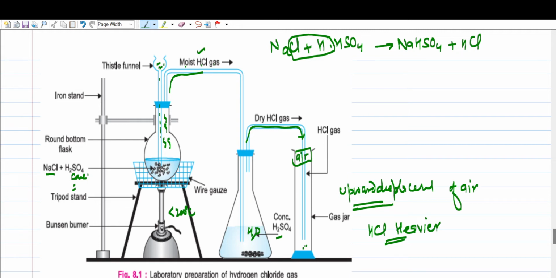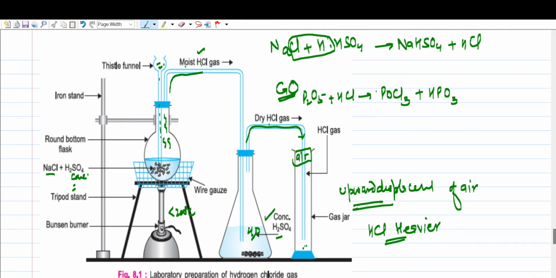Now the question can be asked, name a drying agent. So the drying agent is concentrated sulfuric acid. Can you use any other drying agent? No. If you use calcium oxide, then it is a basic compound. It is going to react with HCl. If we use phosphorus pentaoxide, then again P2O5 will react with hydrogen chloride gas and is going to form phosphorus oxytrichloride and HPO3, that is metaphosphoric acid.